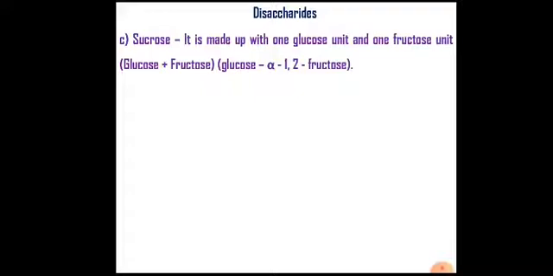So sucrose is glucose plus fructose. The name of this you need to remember. If you remember the name indicating its conformation and the position, the number of carbon atom, you will be able to draw the structure of sucrose very easily. So if you remember this, what is sucrose?